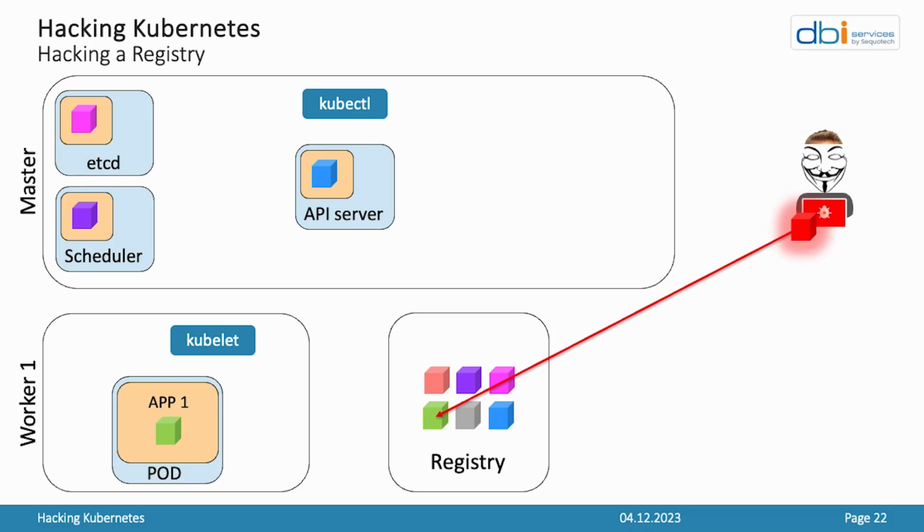Now, as an attacker, if I have access to the registry, I could replace one of the images with my own, and I could, for example, add into this image a reverse shell that will give me the ability to connect to any container that is using that image. So I kind of poison that image and replace it with my own.